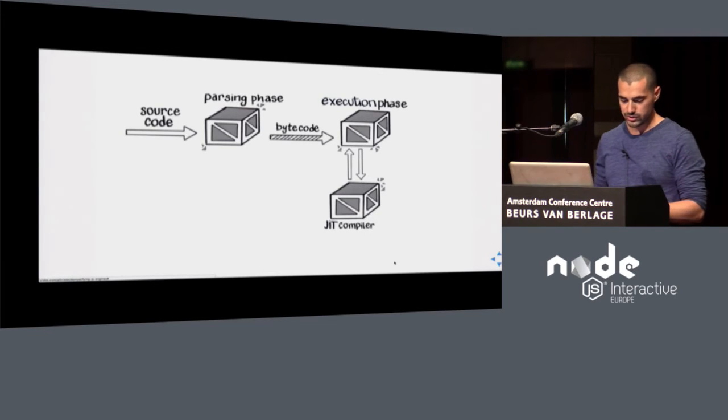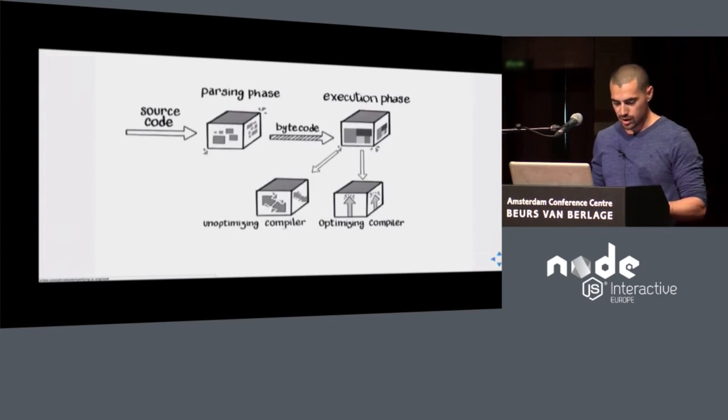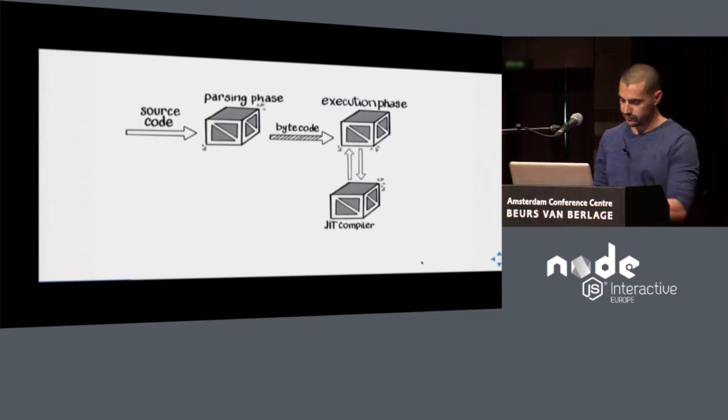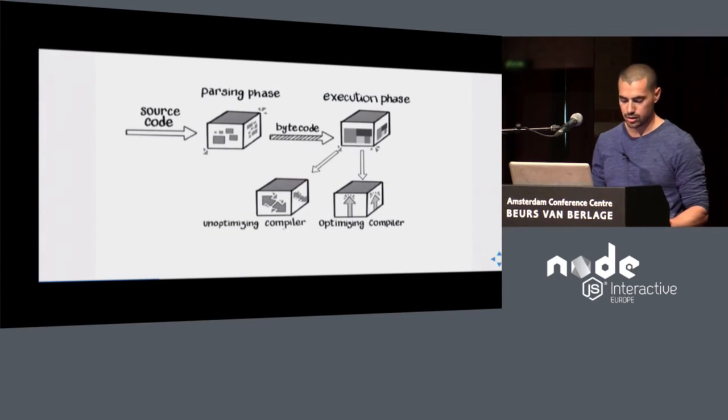The basis for most engines' implementations consists of an interpreter with two additional compilers. On your left, the one that optimizes compilation time, and on the right, the one that optimizes execution time, also called the optimizing compiler, and the other one, the unoptimizing compiler. The unoptimized one generally creates inline caches and helps collect type information.